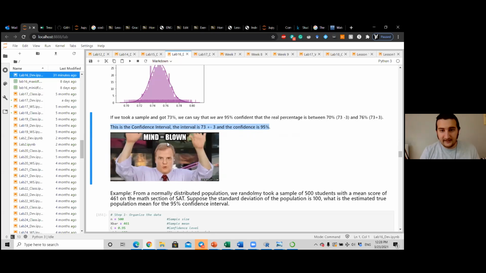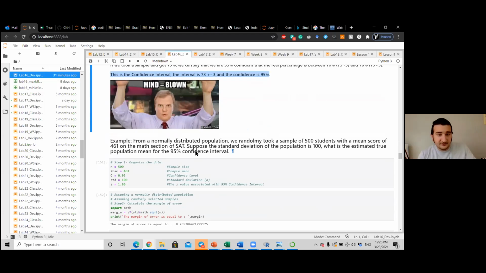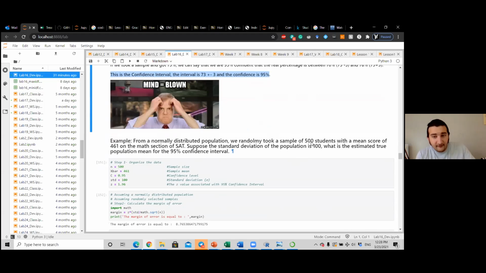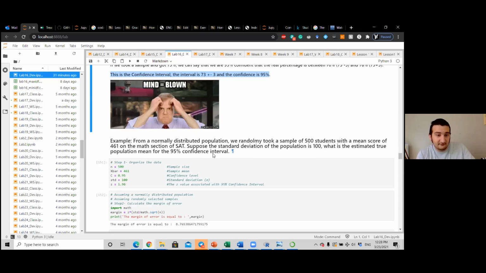Now, as another example, from a normally distributed population, we randomly took a sample of 500 students with a mean score of 461 on the math section of SATs. Suppose the standard deviation of the population is 100. What is the estimated true population mean for the 95% confidence interval?